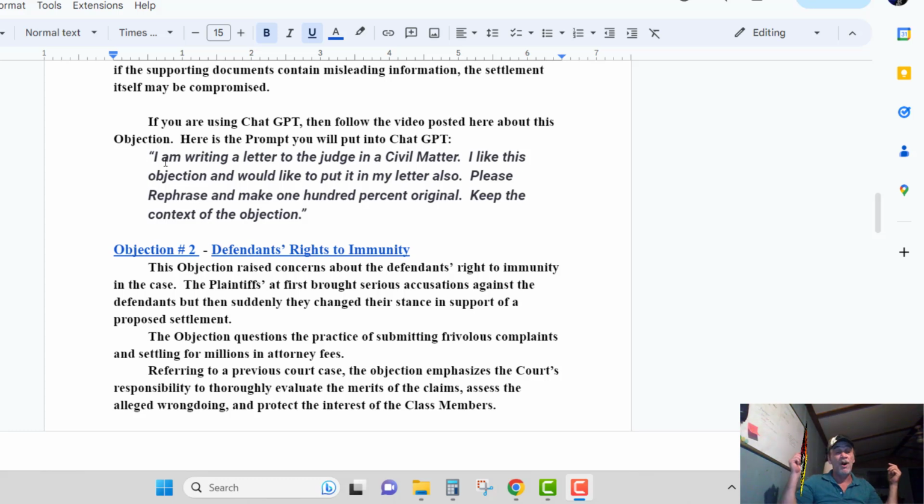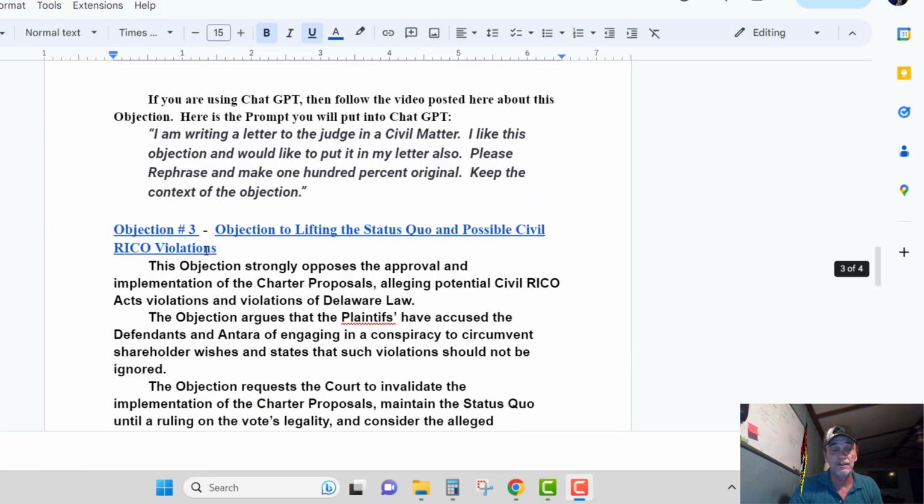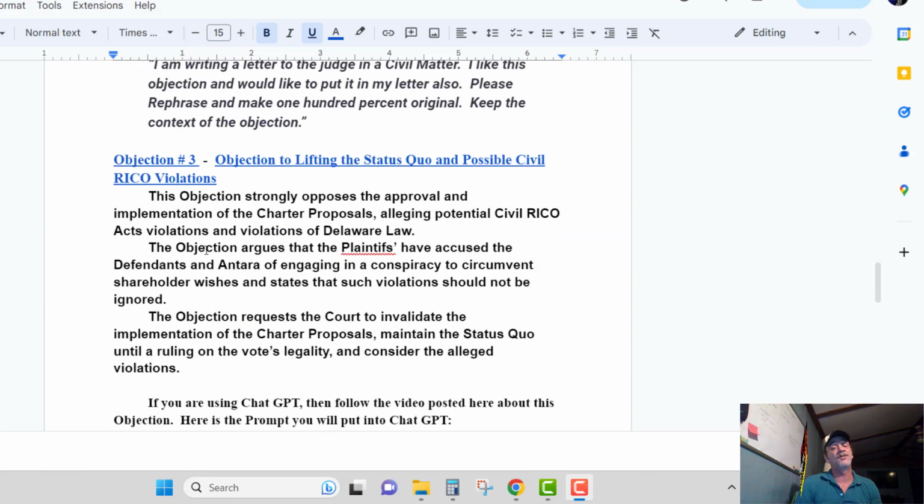And then we'll move on now to the next one, which is objection to lifting the status quo and possible civil RICO violations. That's going to be a good one, people.